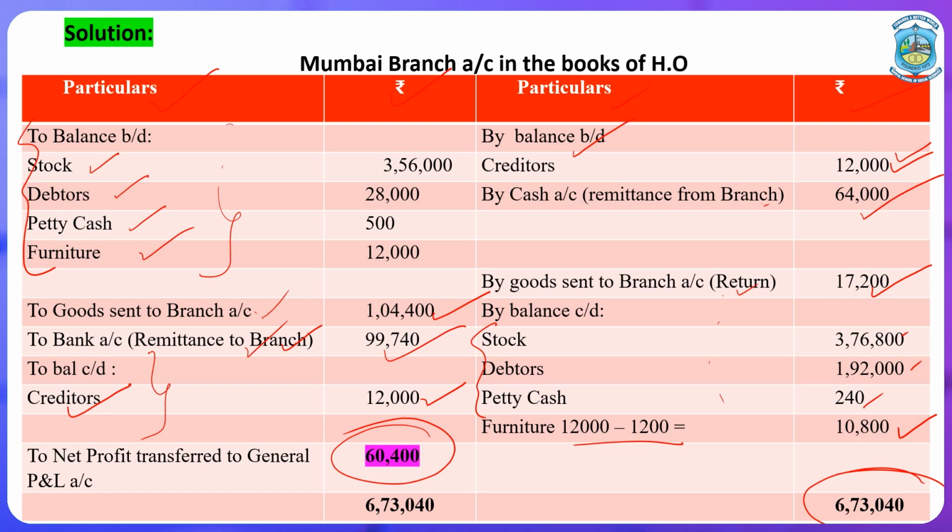So, this is the first question under debtors method, wherein we have understood how to prepare the branch account when the dependent branch is getting the goods from the head office on cost price basis and making cash sale only.